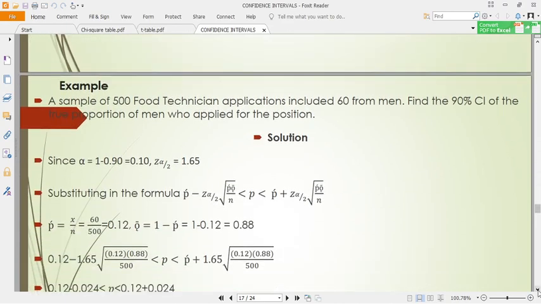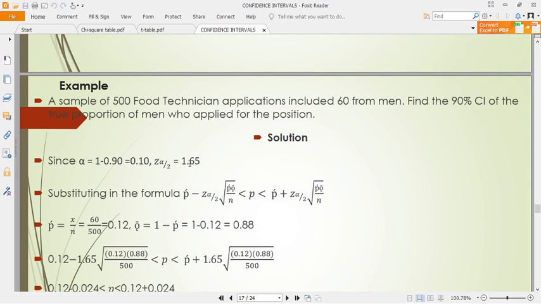We have an example: a sample of 500 food technician applications included 60 from men. Find the 90% confidence interval of the true proportion of men who applied for the position. Since we are looking at 90% as our confidence level, our alpha will be the difference. When you're 90% confident, it means there is an error of 10%, or the difference will be 100 minus 90, or 1 minus 0.9.